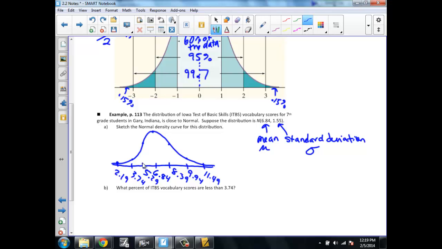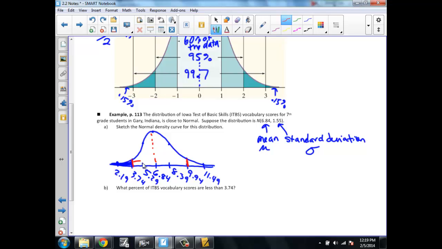Part B, what percent of ITBS vocab scores are less than 3.74? Here's 3.74, and I'm just going to shade this in here. I'm interested in this part down here. I want to know what percent of the data is that. So here's where we start dividing and conquering and seeing what we know. This is my mean in the center. So from 3.74, this is 2 standard deviations below. This is 2 standard deviations above.